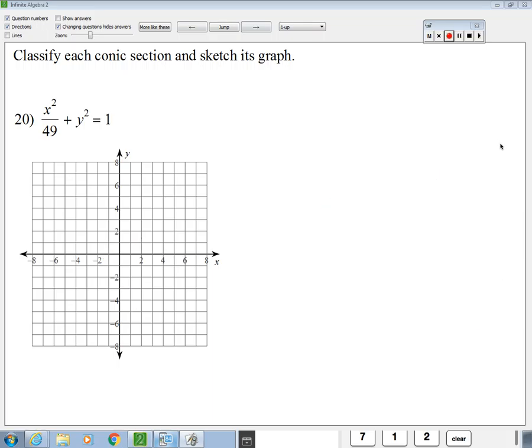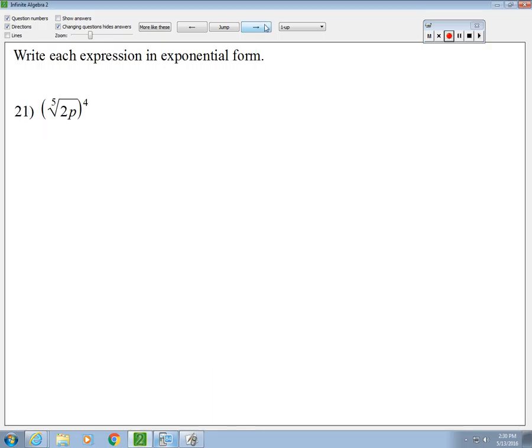Okay, number 21. Now we're moving into Unit 6 material. Rewrite each expression in exponential form. Okay, remember, the cube root of x is x to the 1/3. So the fifth root of 2p is equal to 2p to the 1/5. Okay, but then you have to keep in mind that all of that is raised to the 4th, so that gives you 2p to the 4/5 as the final answer.